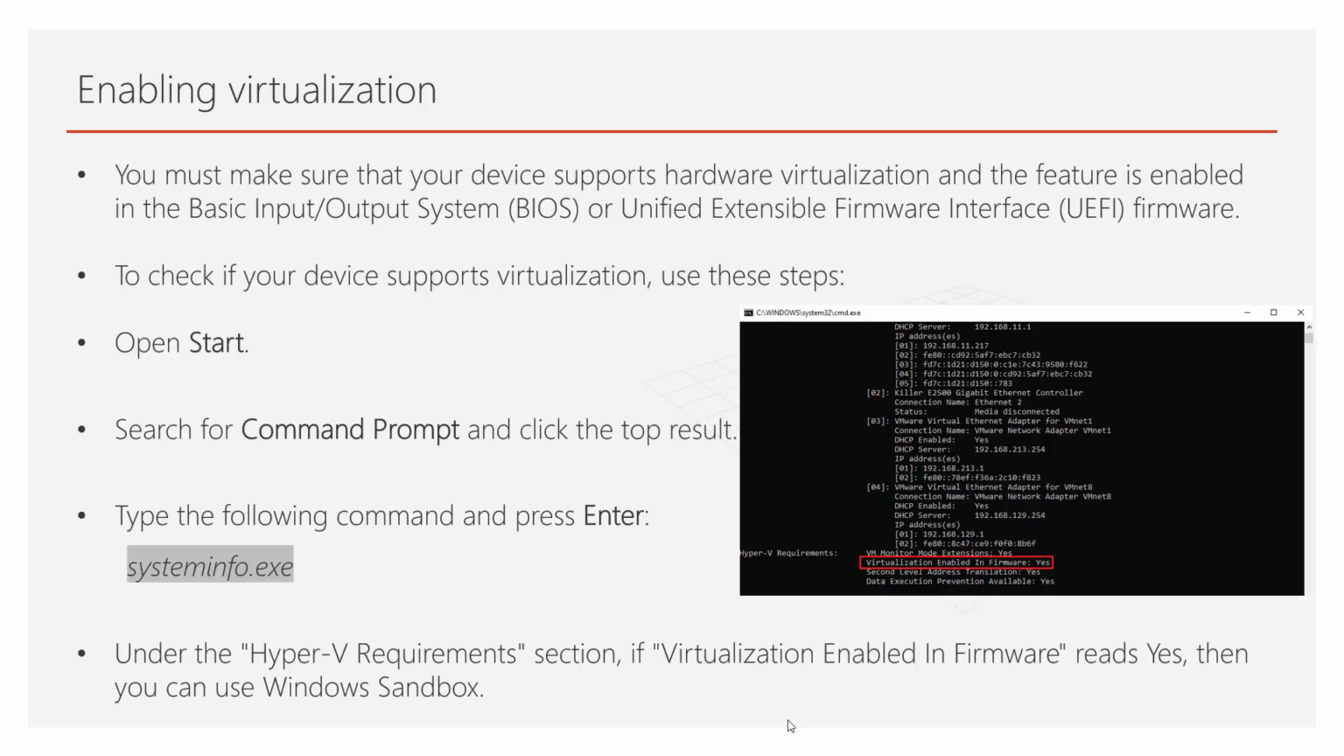Enabling virtualization. You must make sure that your device supports hardware virtualization and the feature is enabled in the BIOS or in the UEFI firmware. To check if your device supports virtualization, use these steps. Go to the command prompt and run systeminfo.exe. Under the Hyper-V requirements section, if virtualization enabled in firmware reads yes, then you can use Windows Sandbox.